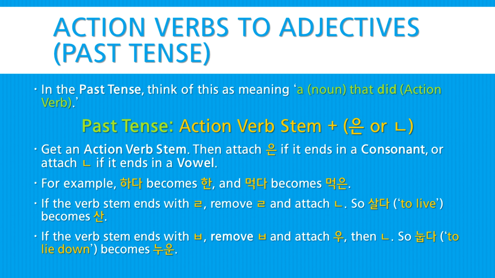Or if the verb stem ends with a ㄹ, remove the ㄹ and attach ㄴ. So 살다, to live, would become 산. Or if the verb stem ends with a ㅂ, remove the ㅂ and attach 우, then ㄴ. So the verb 눕다, to lie down, would become 누운.